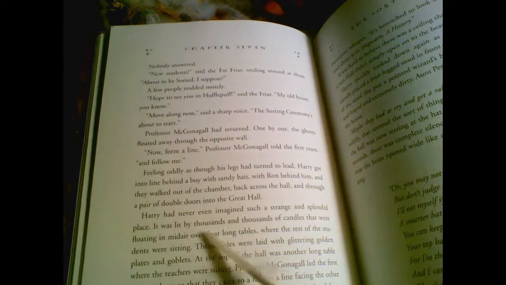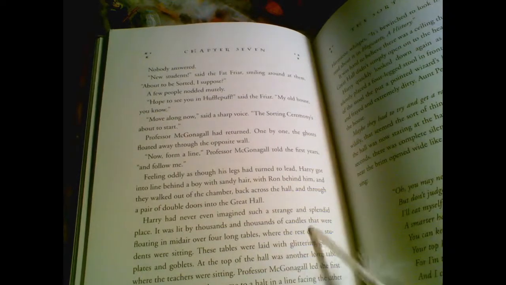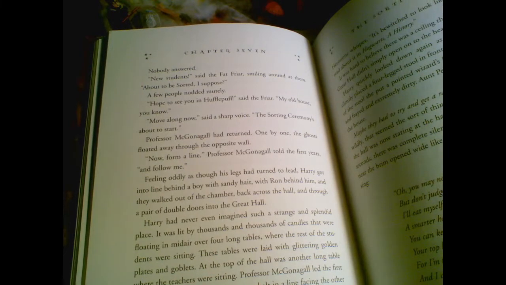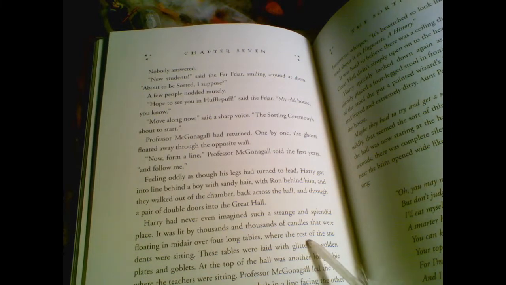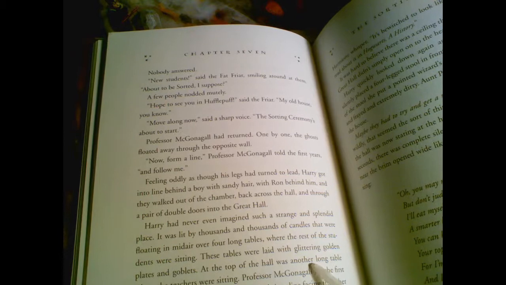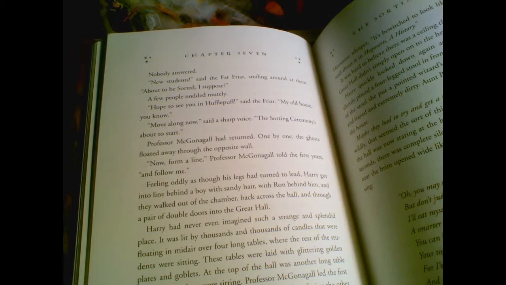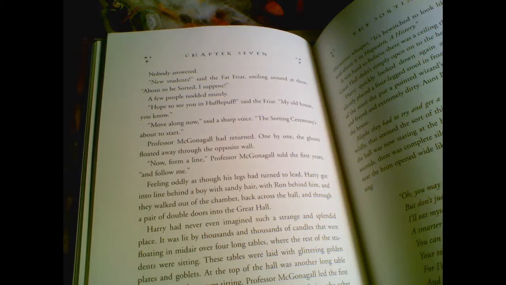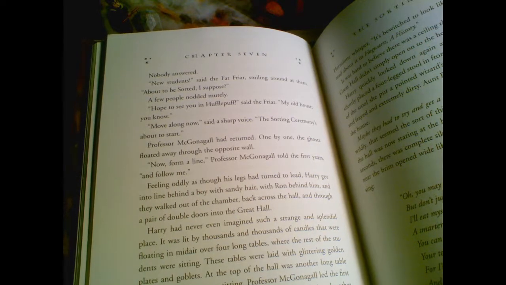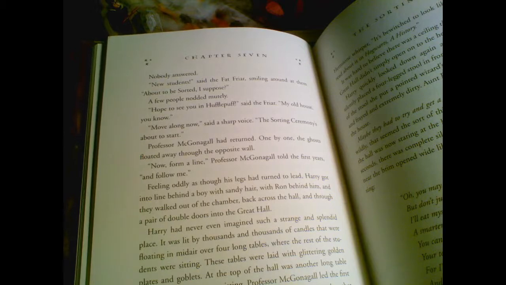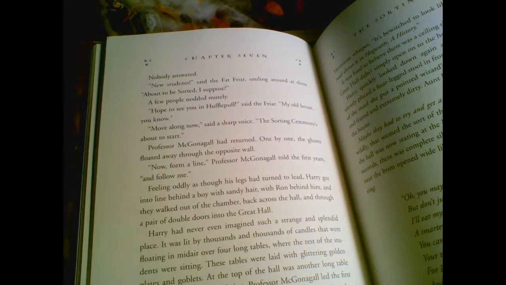And it says, Harry had never even imagined such a strange and splendid place. It was lit by thousands and thousands of candles that were floating in midair over 4 long tables. Oh, it's the dining hall, where the rest of the students were sitting. These tables were laid with glittering gold plates and goblets. At the top of the hall was another long table where the teachers were sitting. Sounds just like the cafeteria, doesn't it?